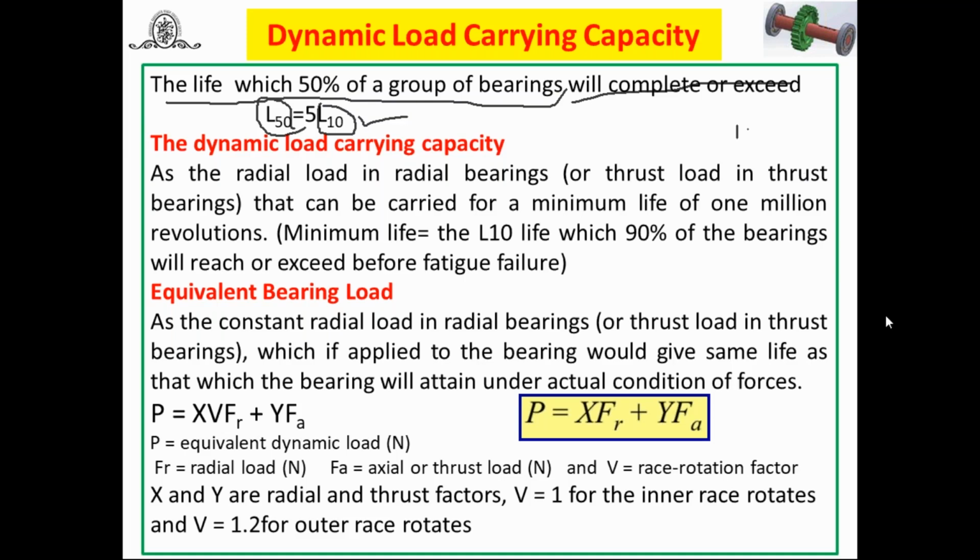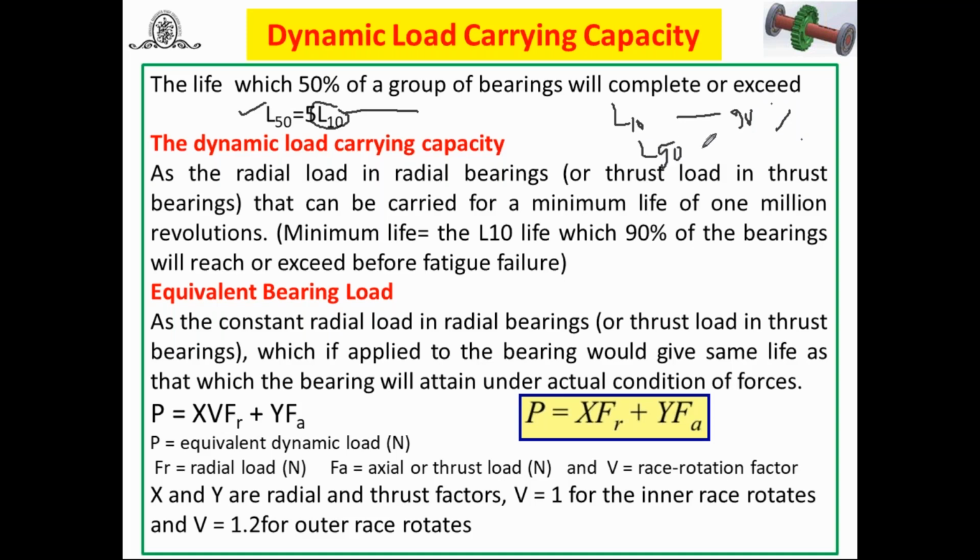Sometimes in the examination, they may ask you to find out the L50. So what you have to do? You know the L10 life means 90% of the bearings can complete before the evidence of first failure. That is L10 multiplied by 5, you will get L50 life. And you know 90% of the bearings complete, that's why L10. L50 means 50% of the bearings complete, that's why L50. Try to understand here.